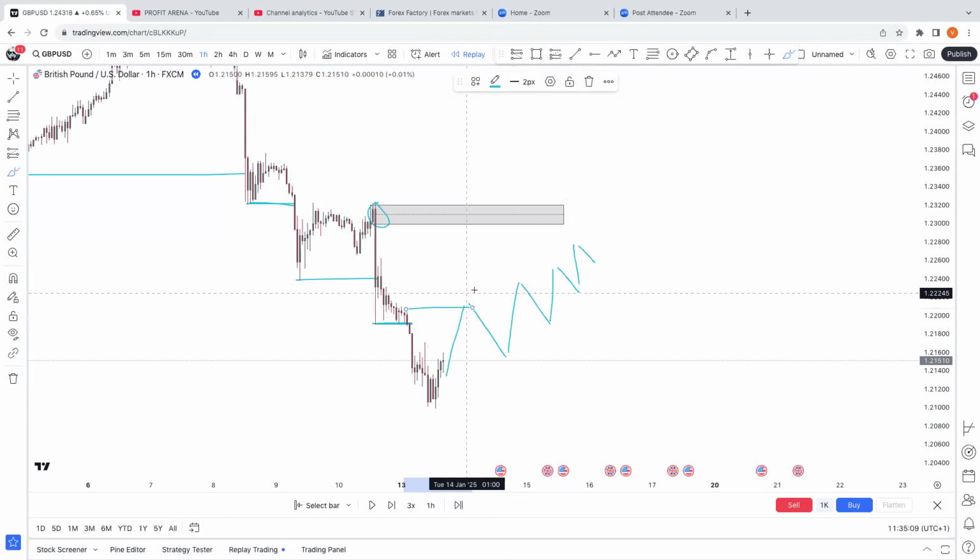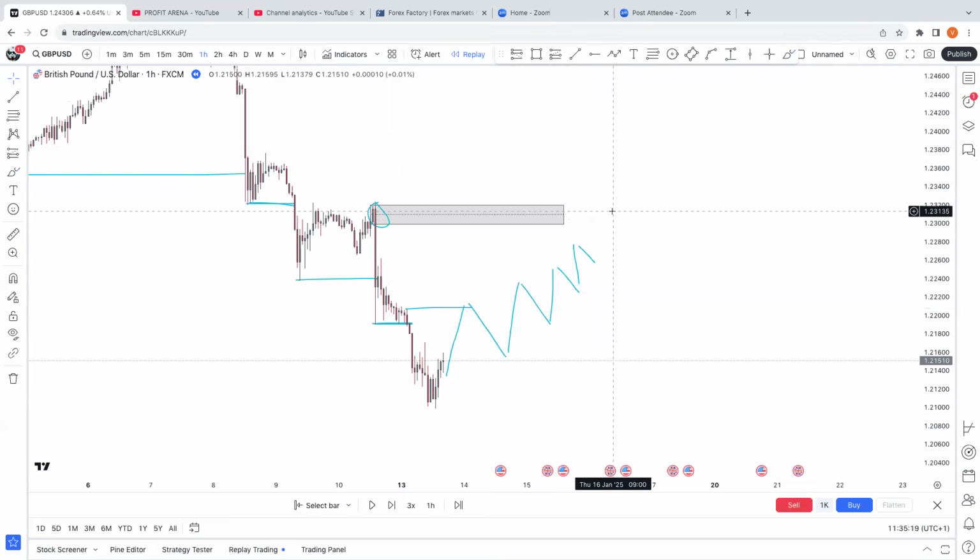They are going to think that, okay, there is a change of character here, and they will expect price to take out this high. They want price to take out this high, right? But that's not what will happen. That's not what will happen. Let me just play price now. You see what I'm talking about.